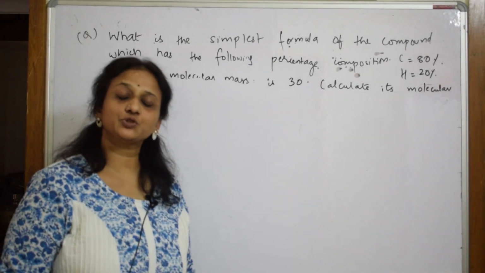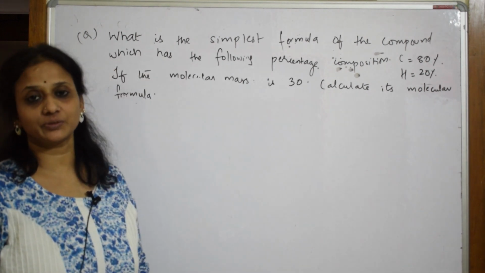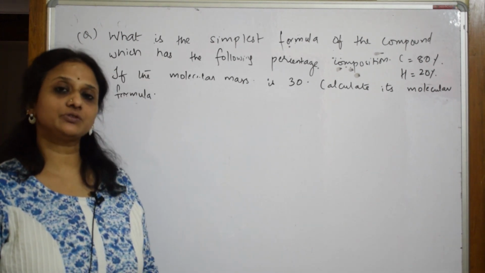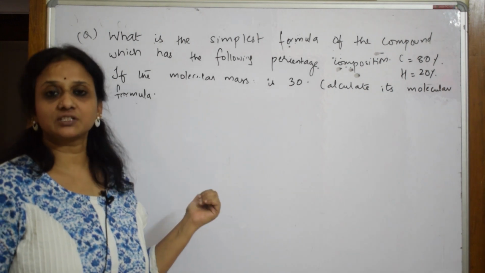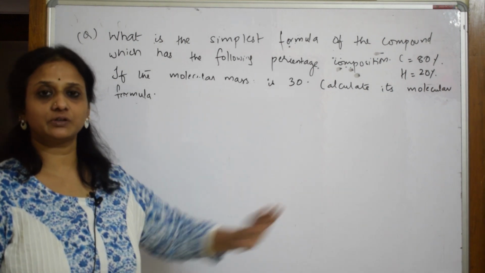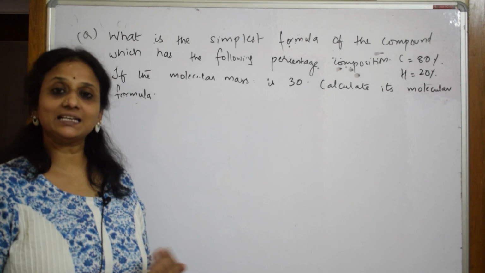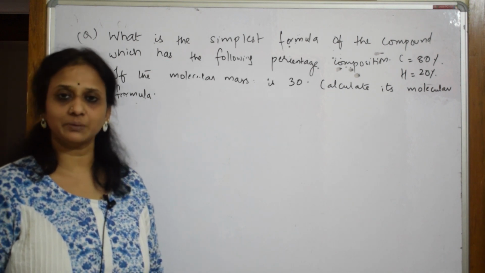So students, let's come back and do one more numerical which is based on your empirical formula. So here till now what do we do? They've given us the data. I've written a tabular column. From that you've got your empirical formula. Now we'll be calculating molecular formula also from empirical formula.